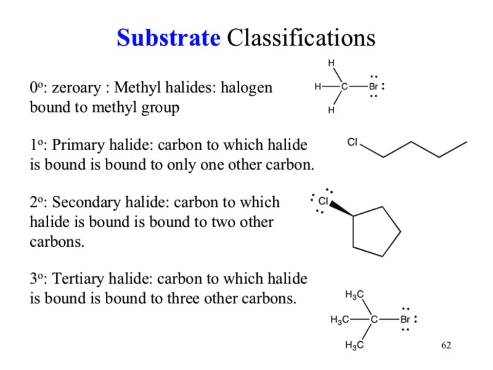Our substrate classifications. We have zeroary, primary, secondary, tertiary, which we already saw when we looked at our carbocations. When we look at alkyl halides, we'll look at the carbon where the halogen's attached. So in that top case, the bromine's attached to a carbon. How many carbons connected to that carbon? 0. So that alkyl halide is referred to as a zeroary alkyl halide. Okay? So it's coming up with a quick substrate classification. The bottom one? Tertiary, because the carbon where my chemistry will occur has 3 carbons connected.